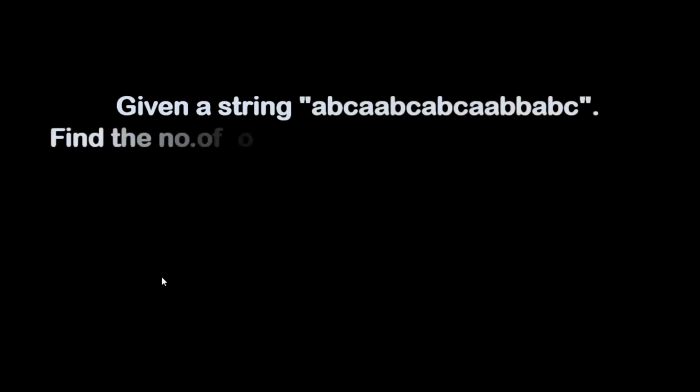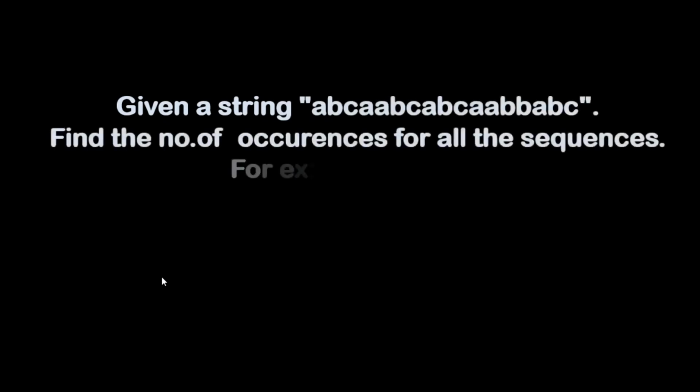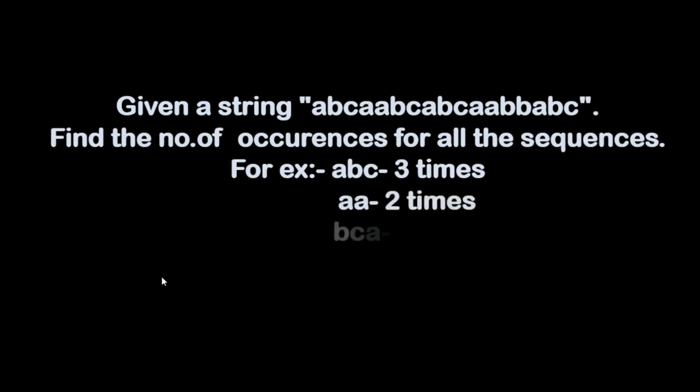Now coming to the next question: given a string, find the number of occurrences for all the sequences. For example, ABC three times, AA two times, BCA three times. So we need to see the occurrences of the words inside that. This we'll share as part of our other video, where we share the coding related questions.